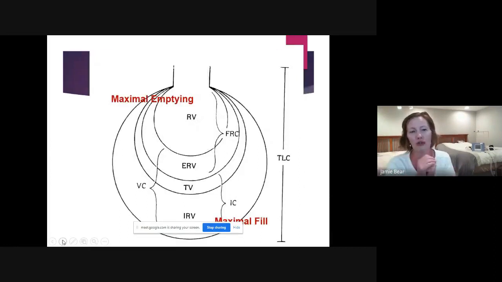And here's just another way to look at this. Maximum emptying: we can forcefully get down to our ERV, but we can't ever get down into our residual volume. If we did, our lungs would be completely collapsed. And then when we take a big breath in, we can get all the way up into IRV, or inspiratory reserve volume.